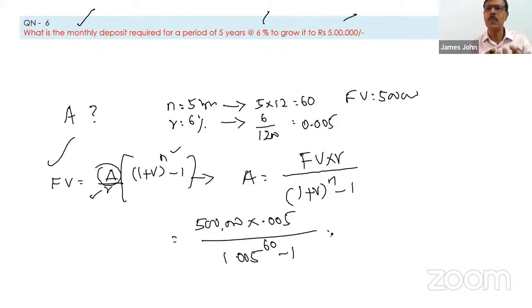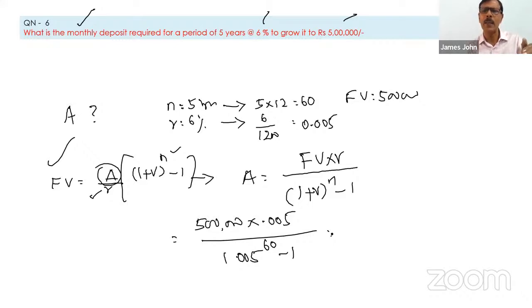That means a person wanted to get 5 lakh rupees after 5 years. Sometimes the question may be like this: a person wanted to buy a car after 5 years, and the cost of the car at that time is 5 lakh. How much money does he have to save every month if the interest rate is 6%? Same question. They can frame it in a different fashion. Understand? So here, shall we use the EMI formula for this?